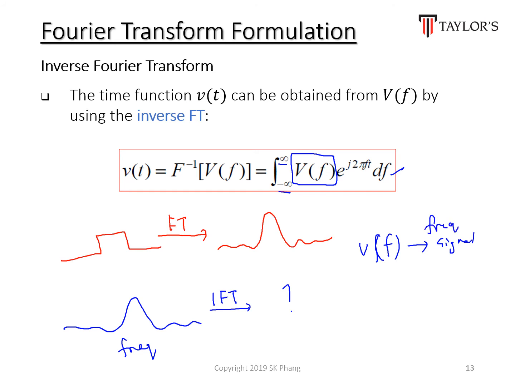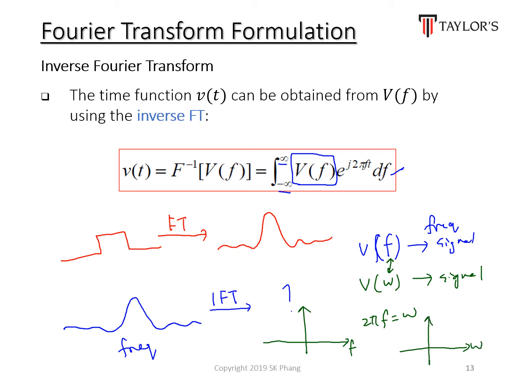Sometimes you might see V(omega) as your signal in frequency domain also. So just take note that this is just a different scale, that's all. Remember 2 pi f equals omega. They are both explaining the same thing, except that for one the axis will be frequency, and for the other the axis will be radian per second. So this one will be in hertz.